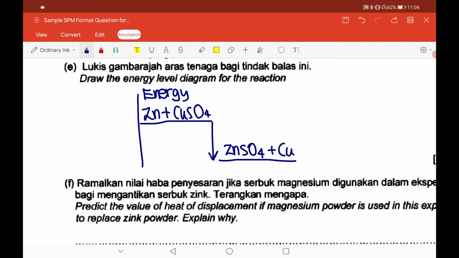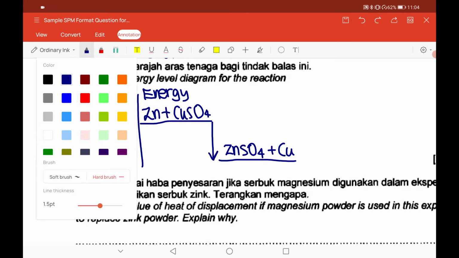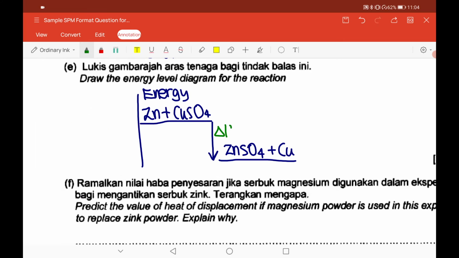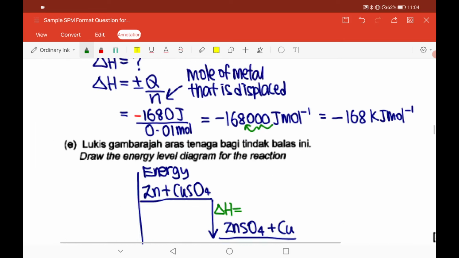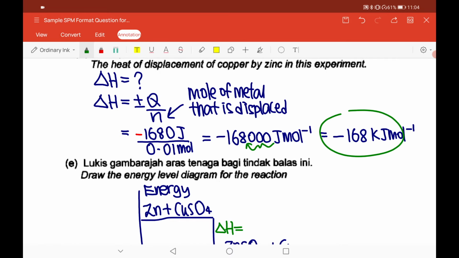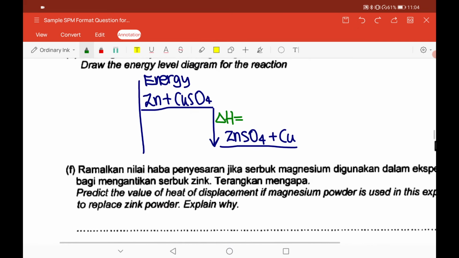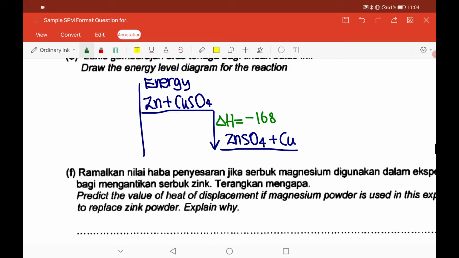So we are done. Don't forget, you need to label here. The gap between the staircases is your delta H. You must label the delta H here. So this is your delta H. The delta H we calculated just now is negative 168, so you must label negative 168 and the unit kilojoule per mole.